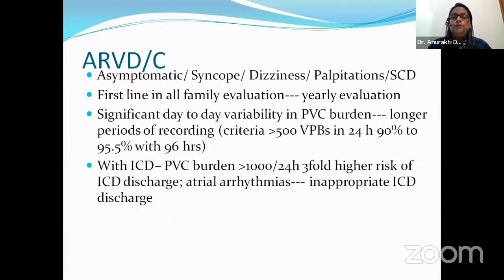What we need to see is the PVC burden, where a significant burden is more than 500 per 24 hours. And the yield obviously increases when you put the Holter on for a longer period of time.